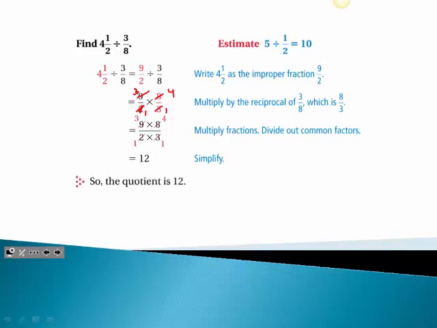Okay? So the quotient is 12. Now don't think this is a product just because we multiplied. We still were dividing fractions. The way we divide fractions is to keep, change, flip, and we end up multiplying the reciprocal, but we still found the quotient. All right, next example.